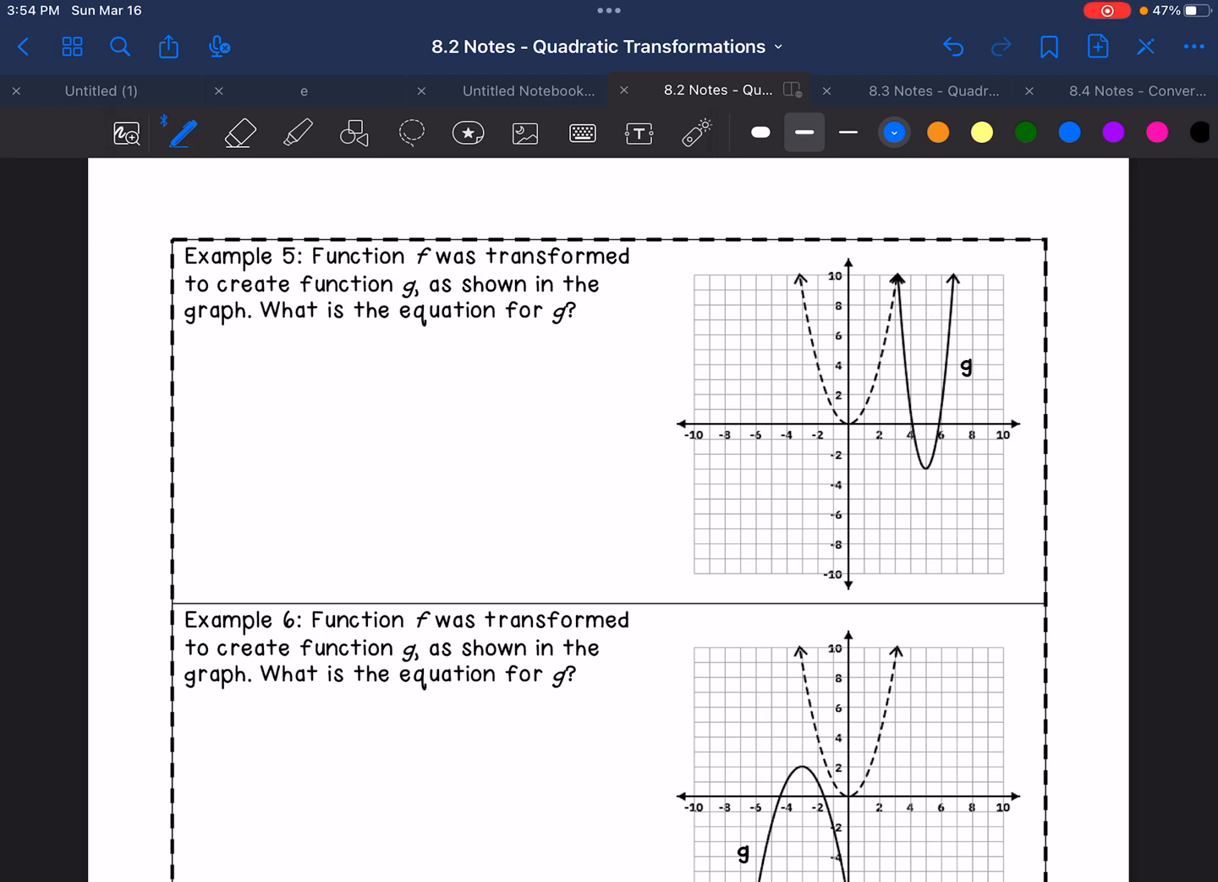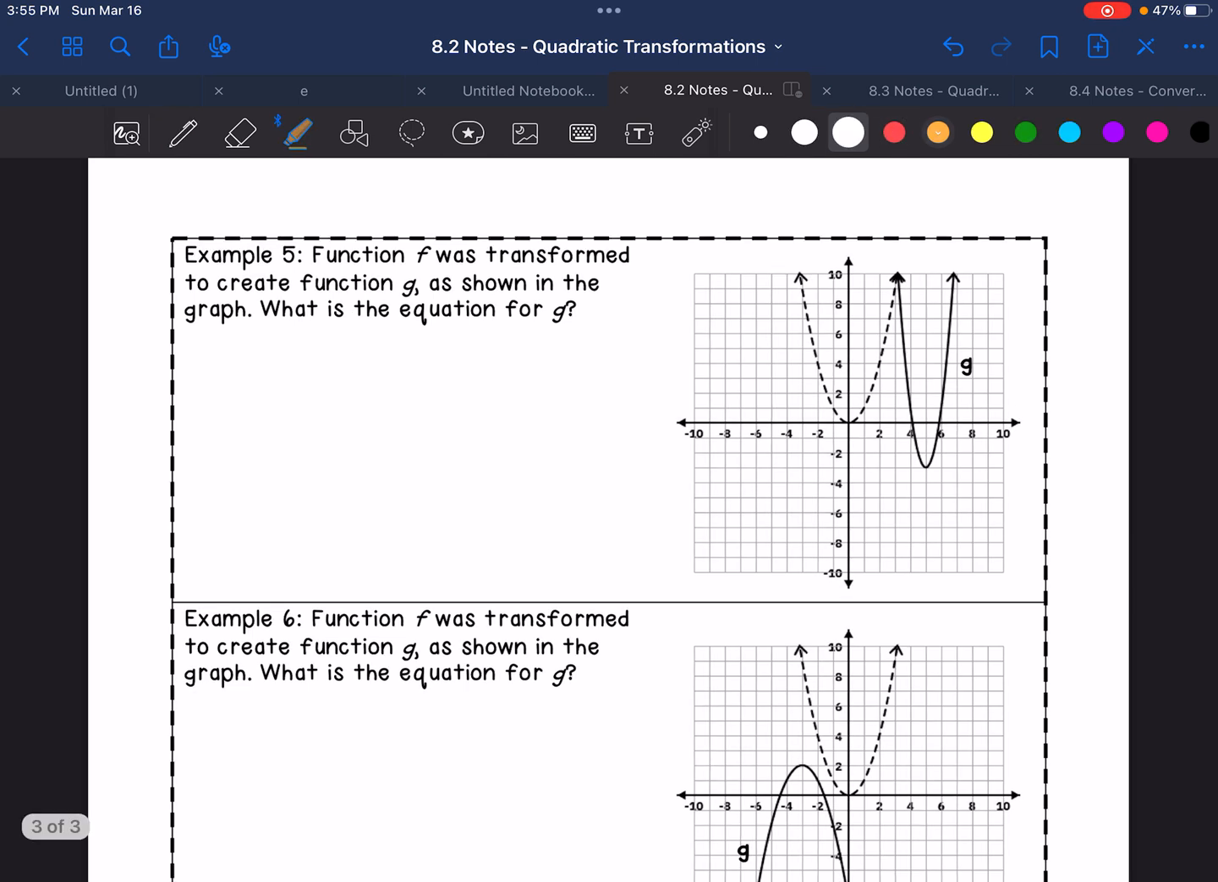All right, for this next part, we're going to take a graph of a set of transformations, and we're actually going to write our function. So example 5 says function f was transformed to create function g as shown in the graph. What is the equation for function g? So function g is the solid line, we can see because it has a g next to it. So we're trying to write what the rule is for that function compared to the dashed line, the parent function.